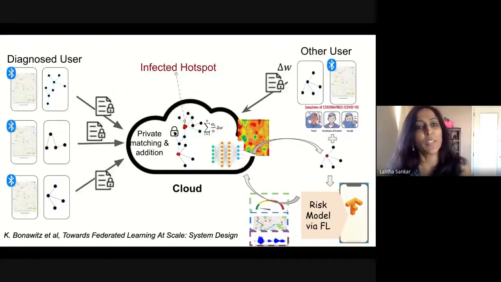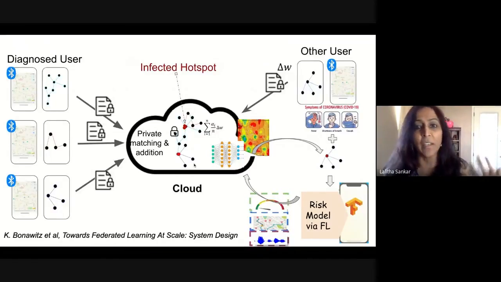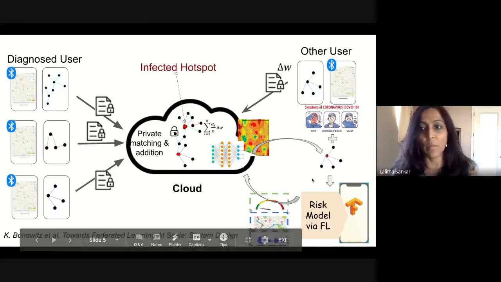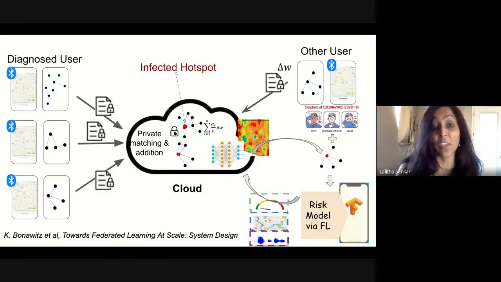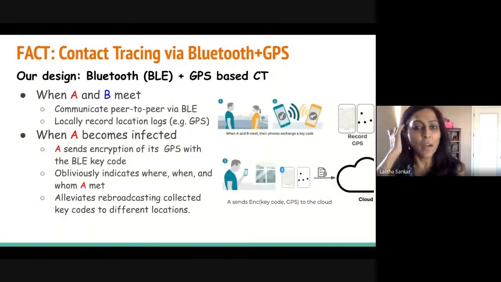Okay, so this is a visualization. We'll be using both Bluetooth and GPS, and the key idea is to do secure aggregation and privately learn infected hotspots, use the risk also to build that hotspot data better, and then develop some kinds of risk models locally on the device using federated learning. So I'll get into some of the details a little bit.